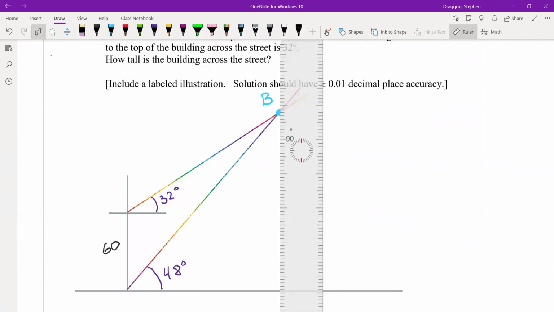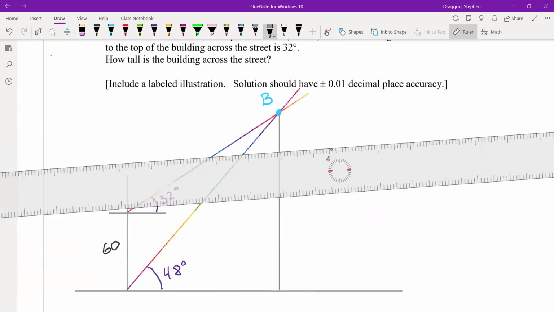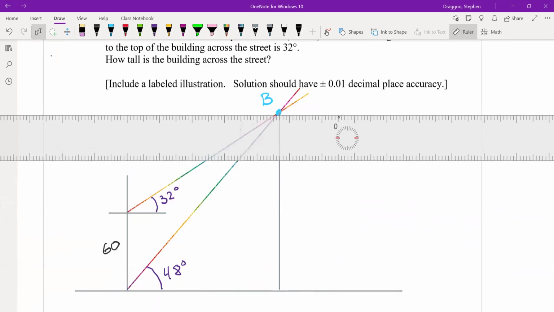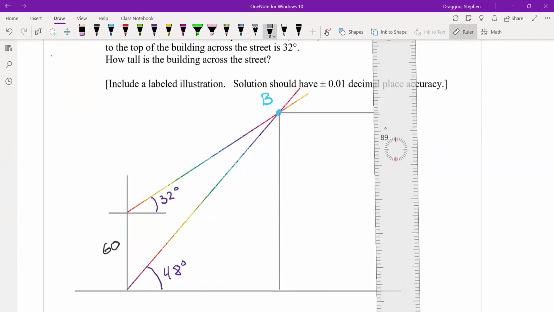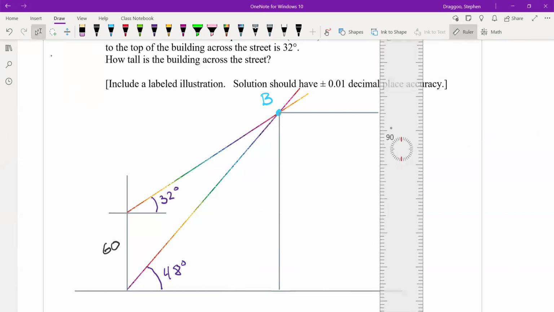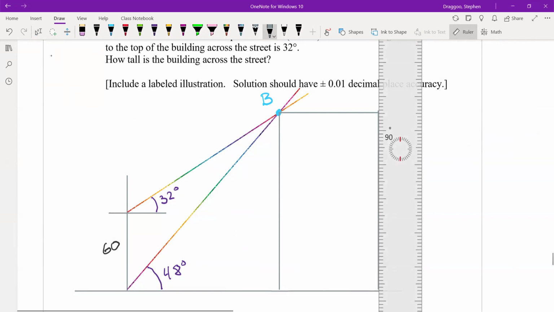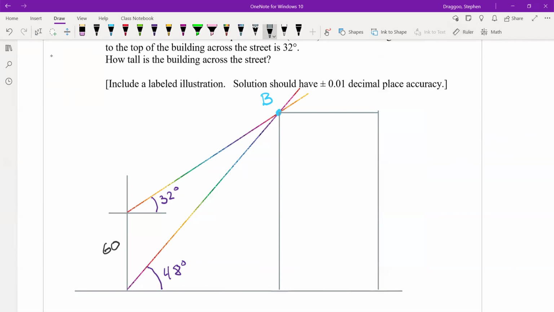And now that I know where it should be drawn, I will draw that building in. So this must be what our building looks like. I'll even fill in the other side because, why not? Cool. So here is our building.